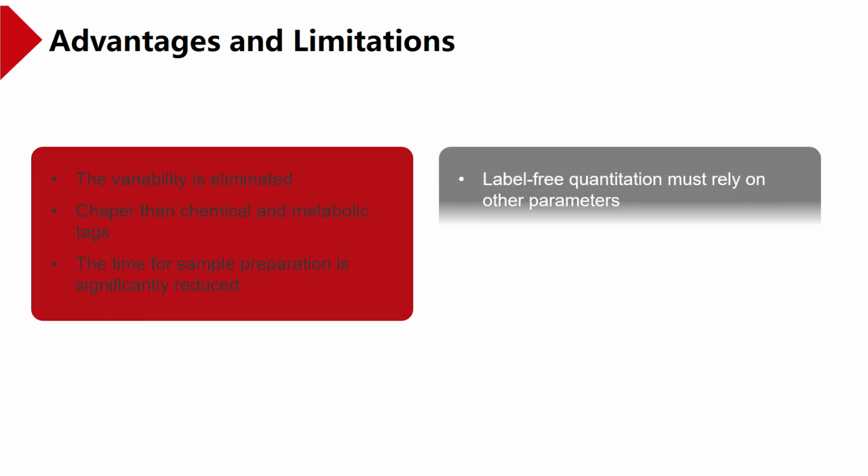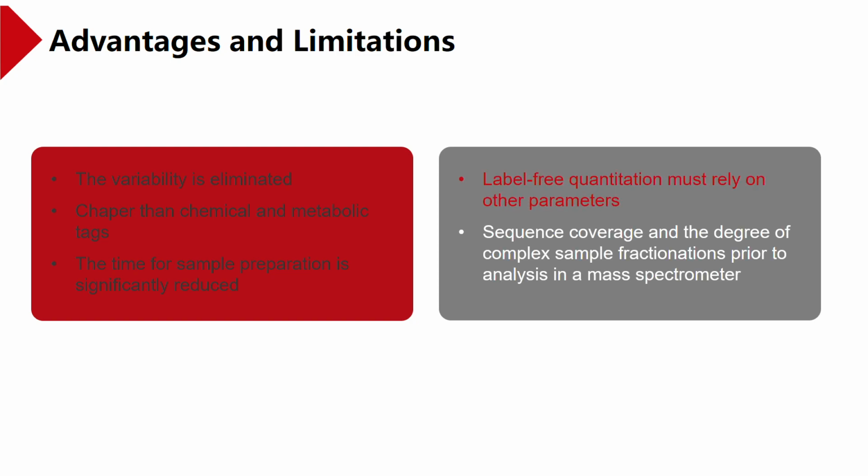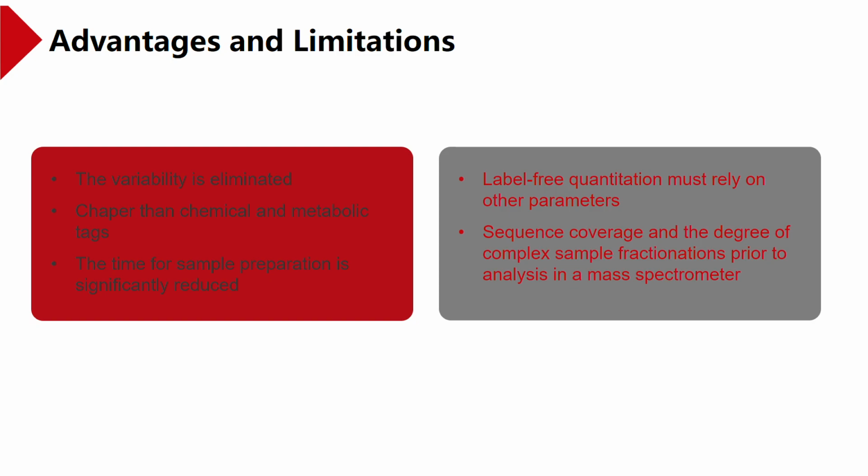While the relative abundance of chemical or metabolic tags can be easily measured, label-free quantitation must rely on other parameters, such as the peptides or spectral counts, which also has inherent limitations. Other issues associated with label-free quantitation are sequence coverage, and the degree of complex sample fractionations prior to analysis in a mass spectrometer. All of these issues and limitations need to be carefully considered before a decision of the optimal approach for a specific experiment.